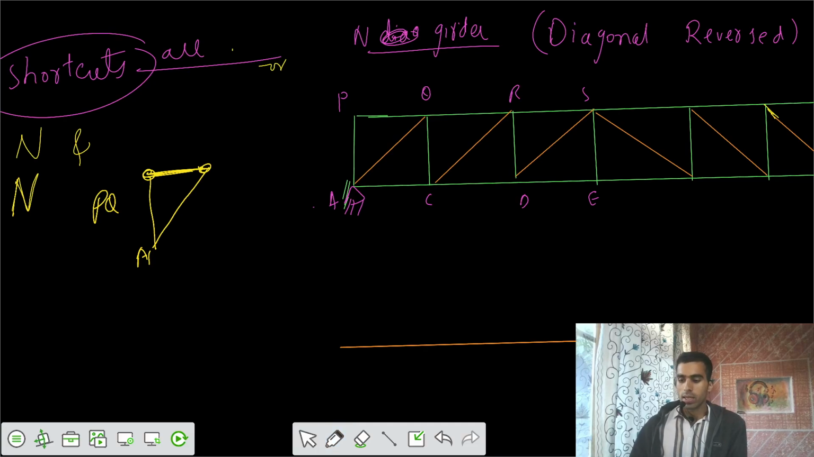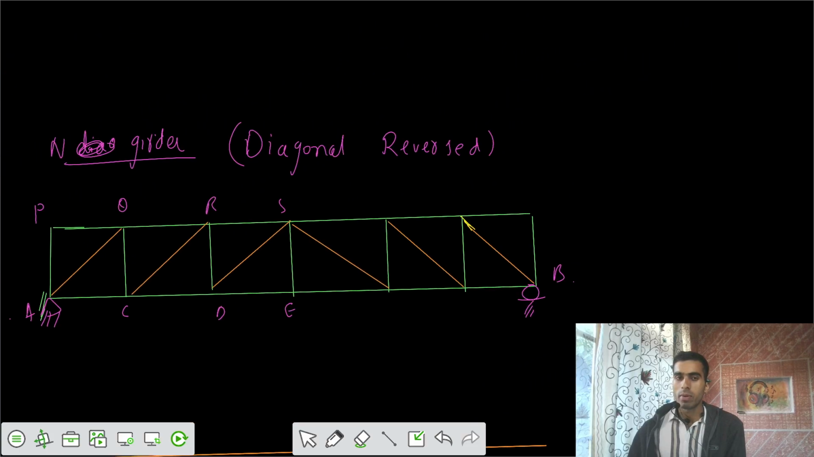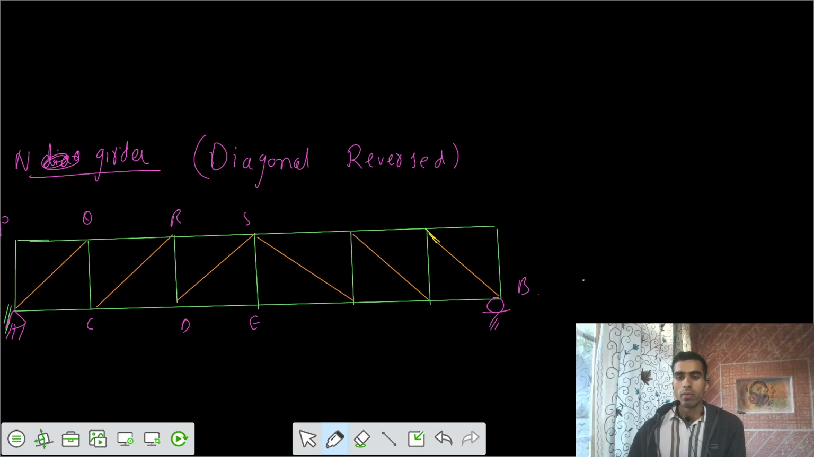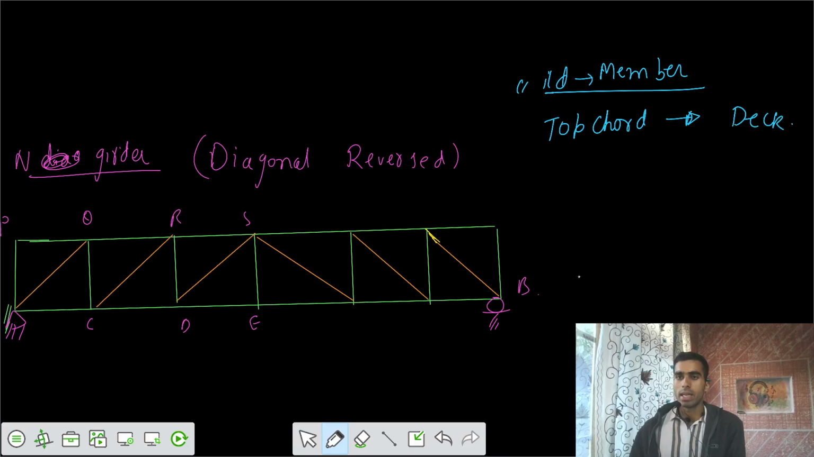The question mentions that when you are solving for the ILD of any member, if the member is a top chord member, you take loading as deck type, and if you are calculating for a bottom chord member, you take loading as through type.